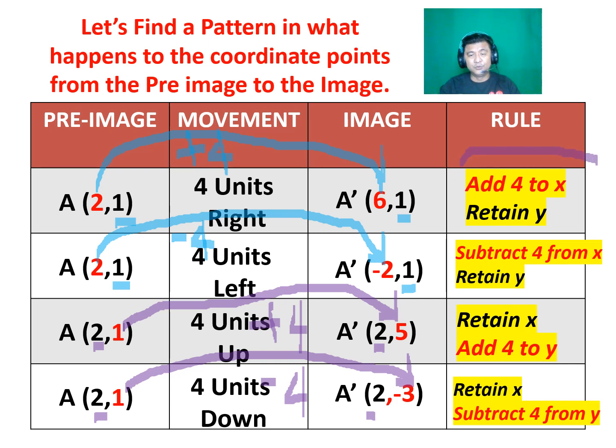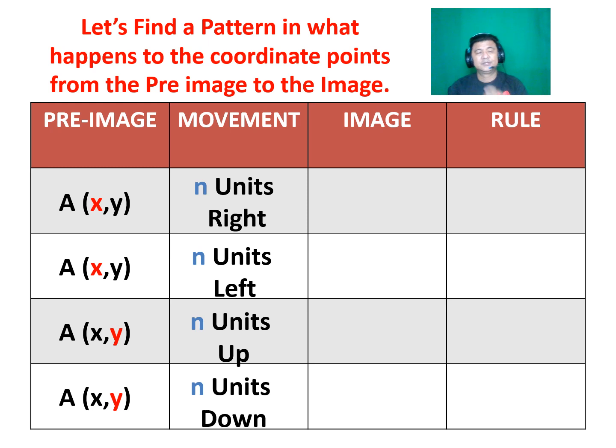So let's write down our generalizations on the right side. These are our rules. We will now write them in variables. Check this out. So think of x, y as the coordinates, and n is any number of units. It could be 7, 5, 9, any number given to you. So what would be the image? Going to the right affects the x, so x plus n, right? This is called the notation of the image.